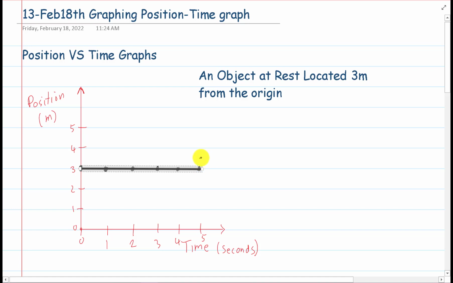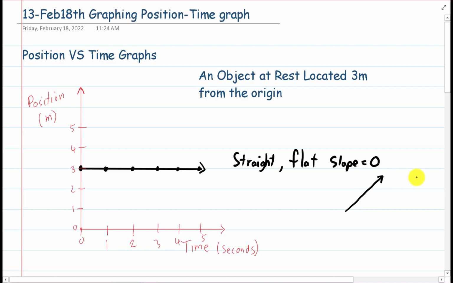And we get a nice straight line. I'll put an arrow on there. Not only is this straight, but it is also what we call flat because it has a slope of 0. If we had a line that's straight like this, that would not be flat. That would be angled, but it would be straight still. Okay, jot that down.